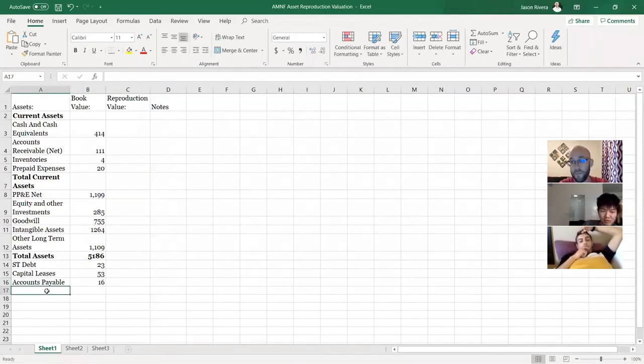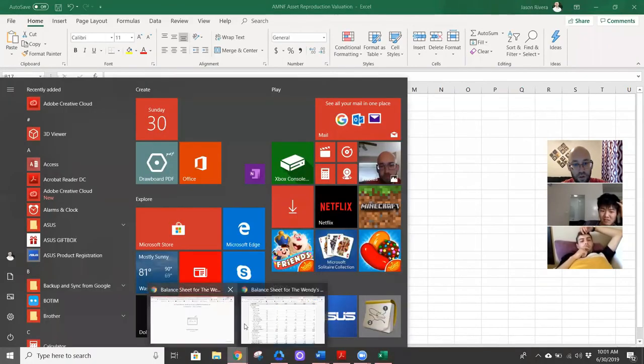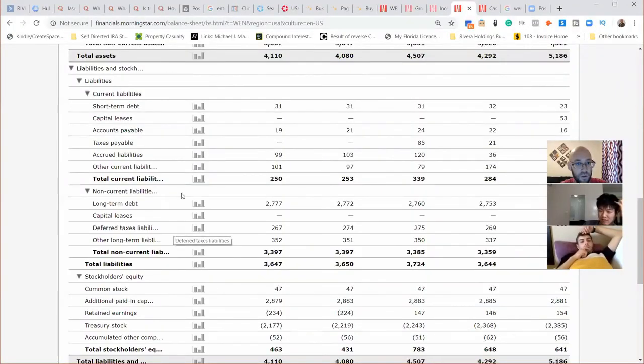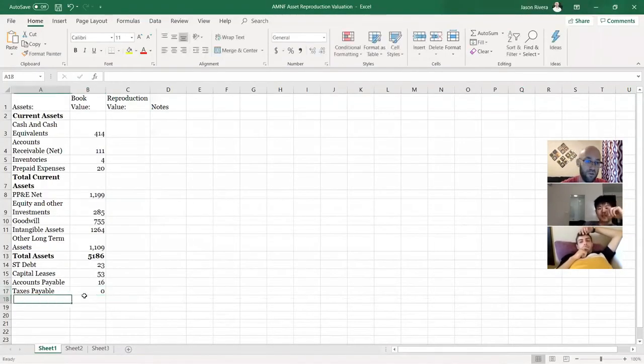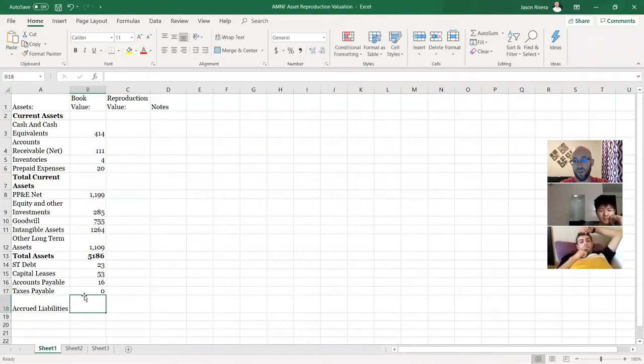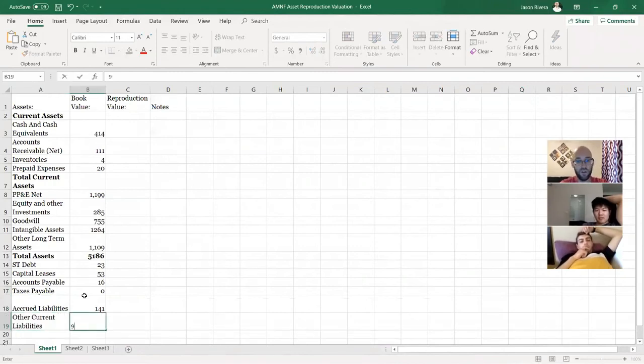So what are we up to? Accounts payable. Yeah. So the next one is taxes payable, which I had at nothing for some reason. Double check that. Yeah, it says 0 on my end. And then it's accrued liability, which is 141. And then other current liability, and then that is 90.